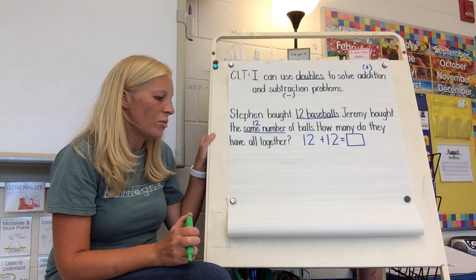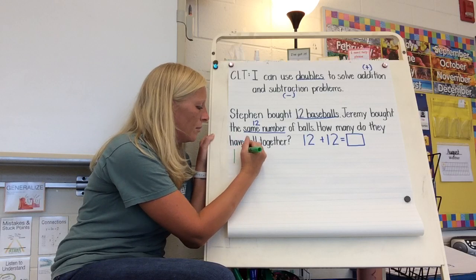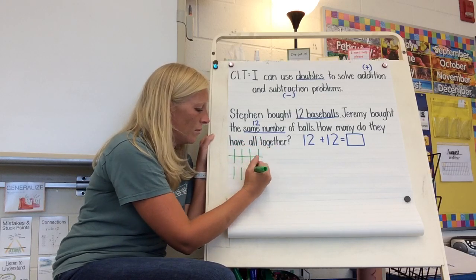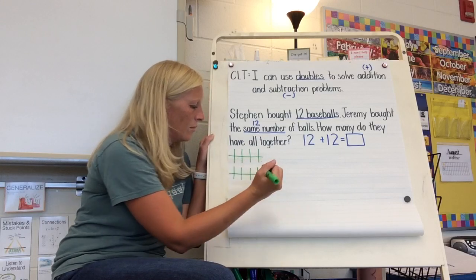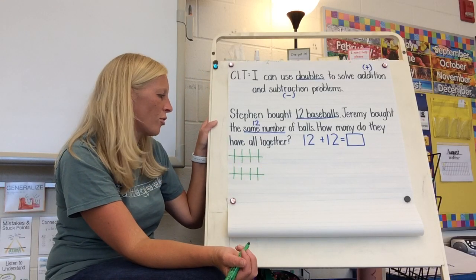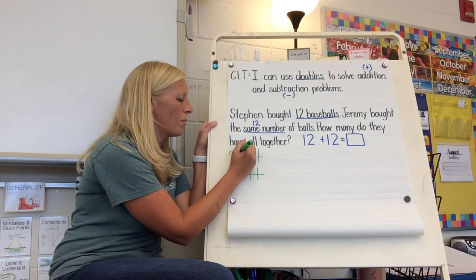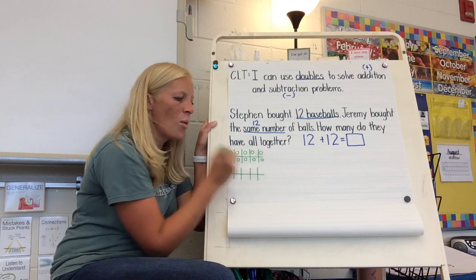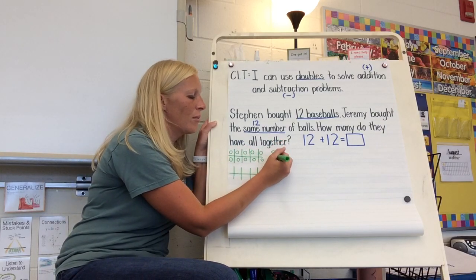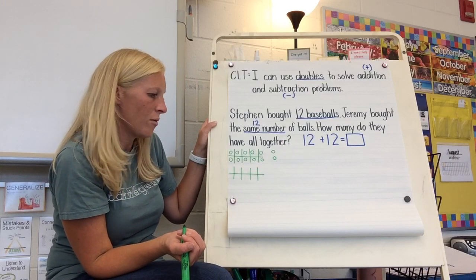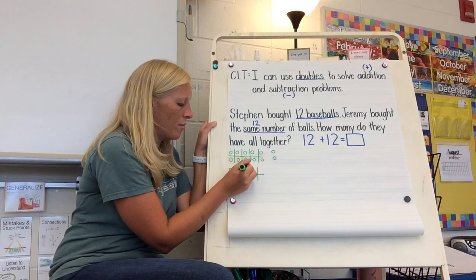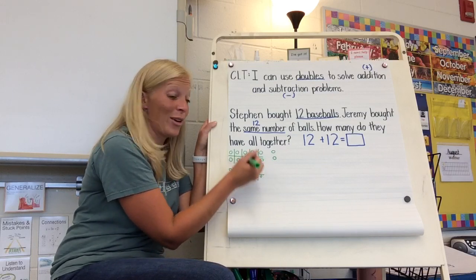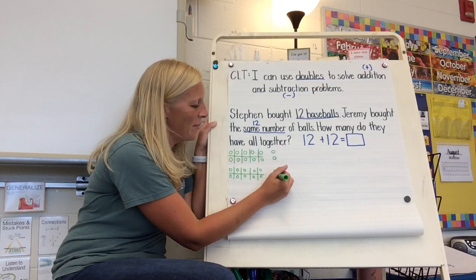Can I have you share what you did? Did you draw your first 12? 6, 7, 8, 9, 10. And where were the extras? Oh. What about your other 12? The same, right? There's Stephen's and there's Jeremy's, yep.